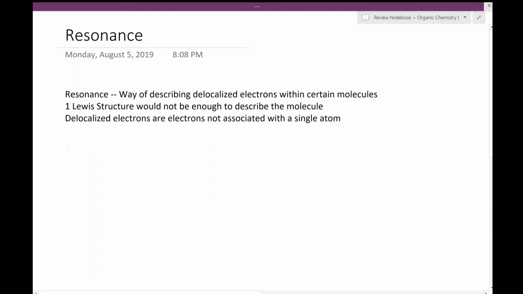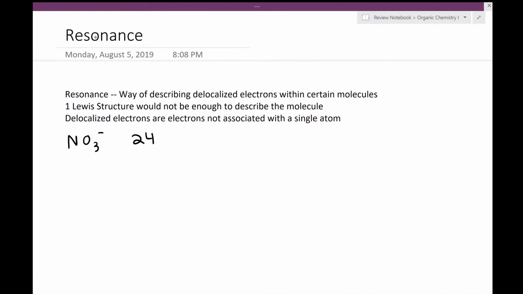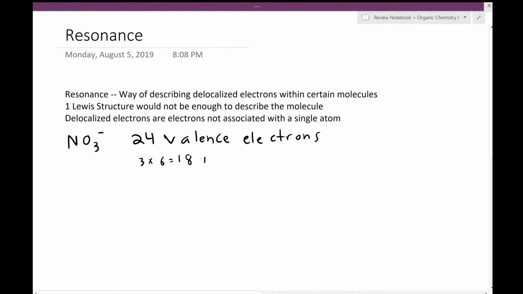For example, we have NO3. NO3 has 24 valence electrons. Each oxygen has 6, so 3 times 6 is 18. Nitrogen has 5, that would be 23. And then because it's negative, you'd have one more for 24.